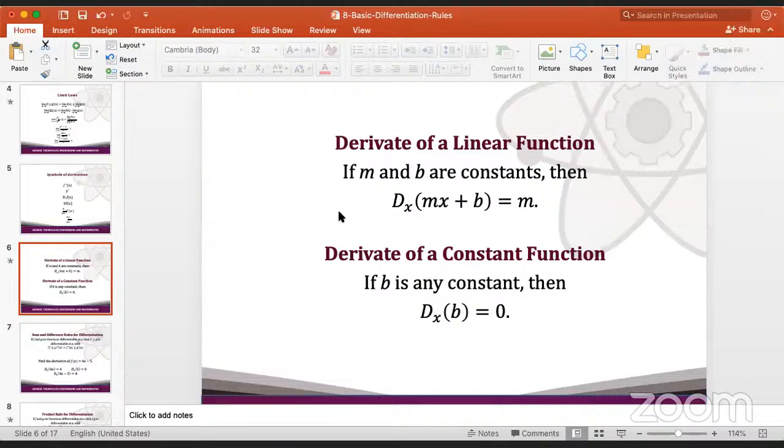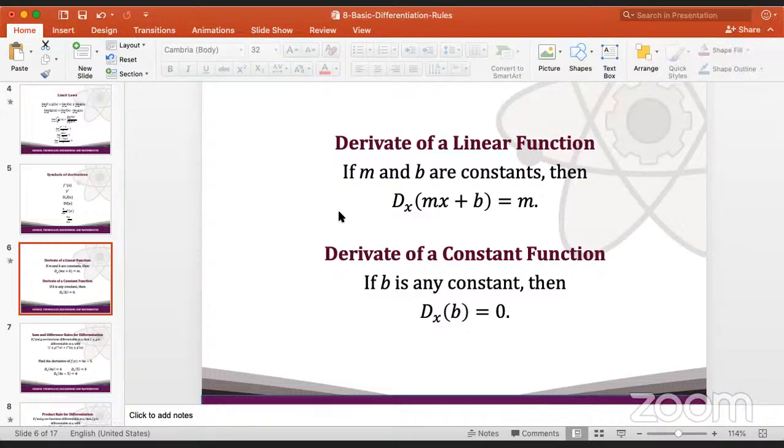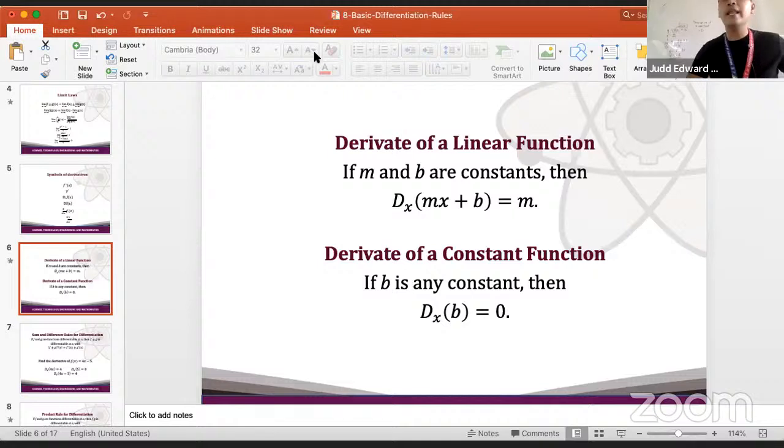0 po. What is the derivative of negative 500,000? That is 0 po. It's still 0. Okay. So, alam na po yung derivative ng linear function. Alam na yung derivative ng constant function.